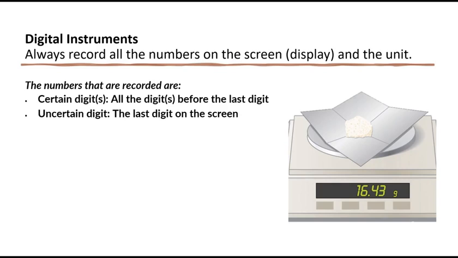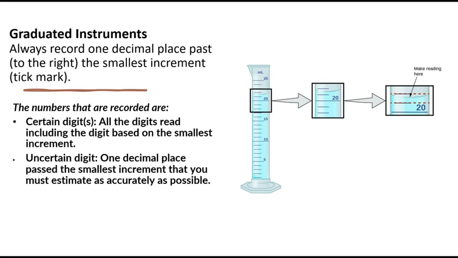The numbers that are recorded are all the certain digits and the one uncertain digit. The certain digits are all the digits before the last one on the screen. The uncertain digit is the last digit on the screen. What should you record? Hopefully you said everything. 16.43 grams.